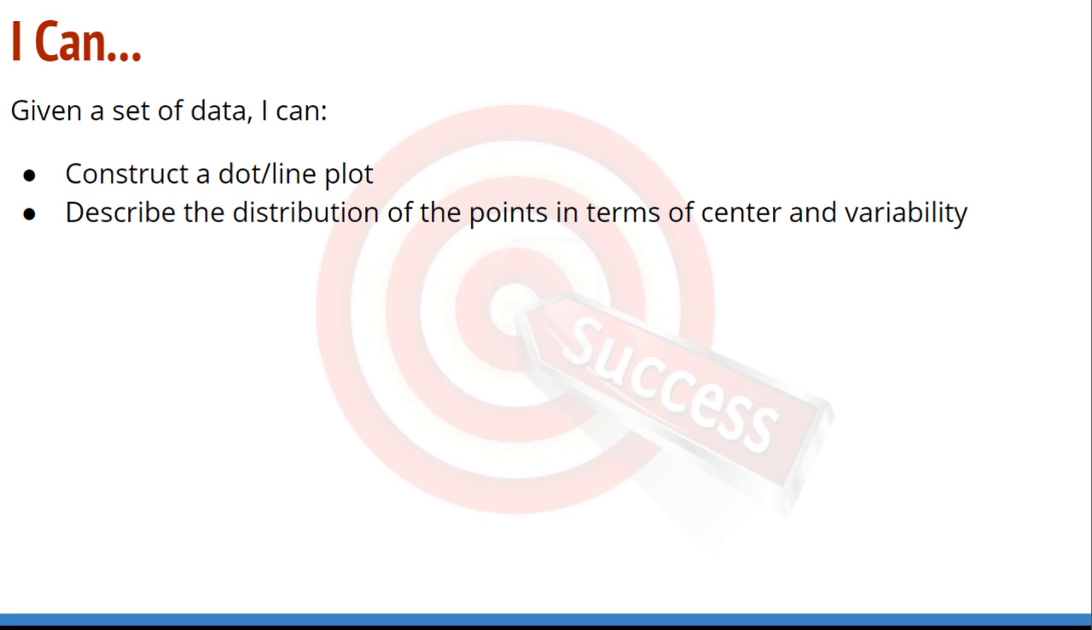So that concludes Module 6, Lesson 2. Make sure that you complete your problem sets, your exercises. If you've got questions, make sure you ask them.